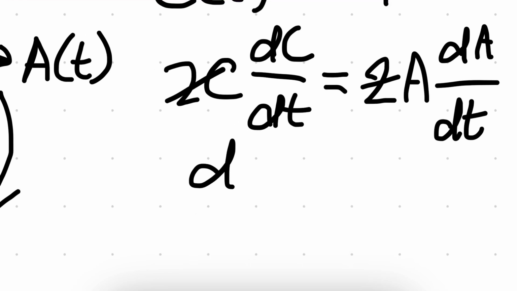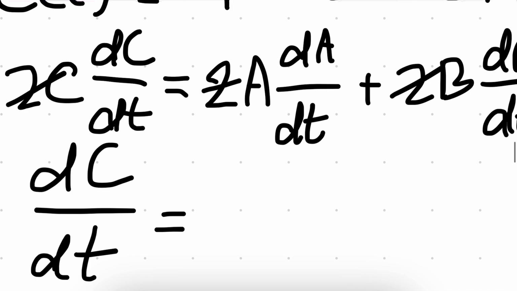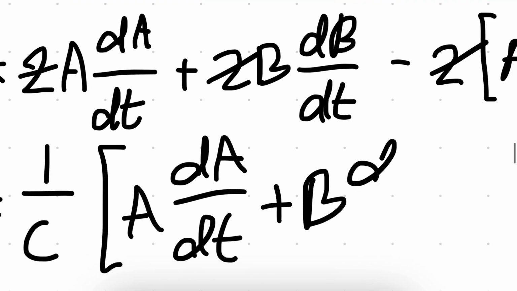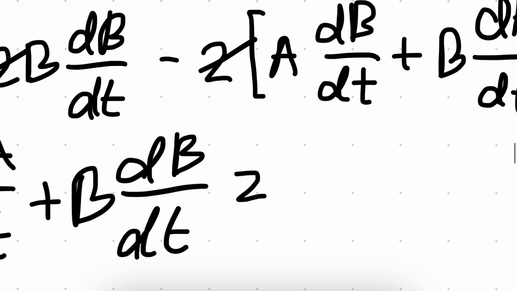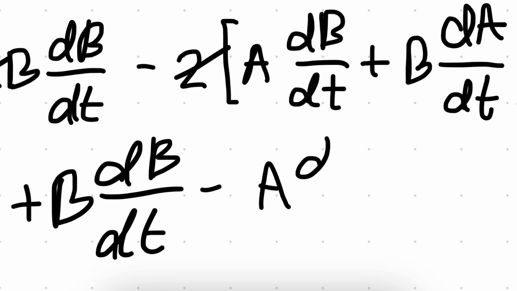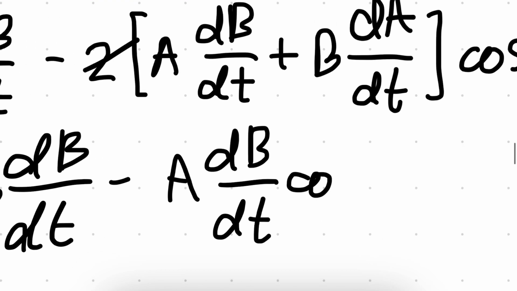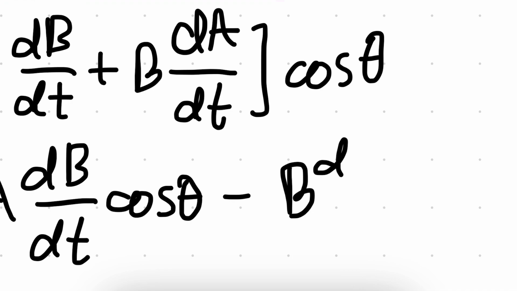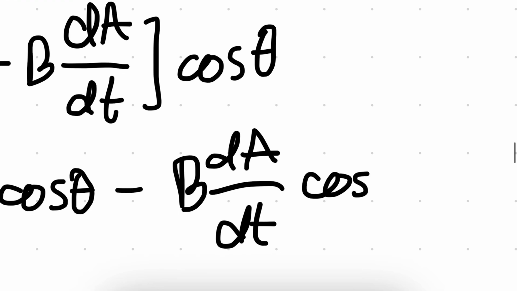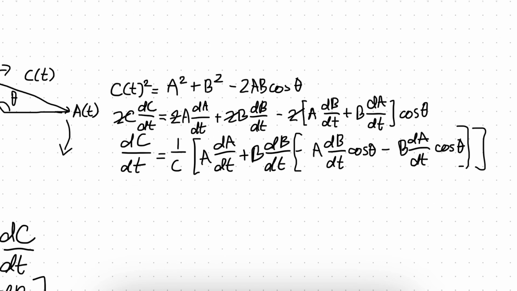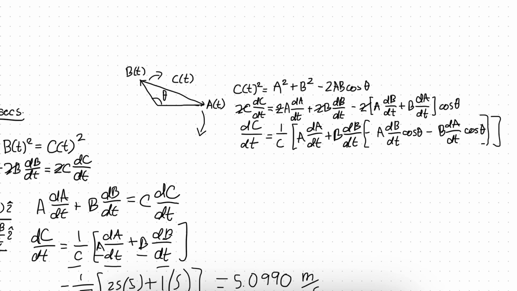So there's still a 2 in the front, so I can still cancel that out, and I can still divide by c. So your working equation is dc/dt is 1 over c times a dA/dt plus b dB/dt minus a dB/dt cosine theta. I'm just going to distribute the cosine theta, and also that minus sign at the front, minus b dA/dt cosine theta. I'm just going to group it here. So it's pretty much the same procedure, except we get to tack on an additional term, which accounts for the fact that it's not a right angle.